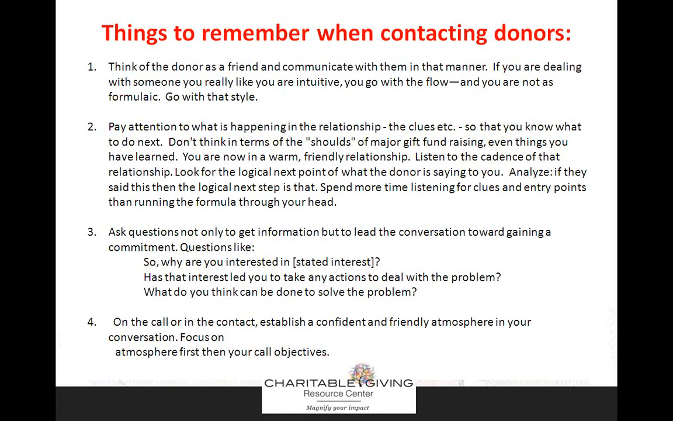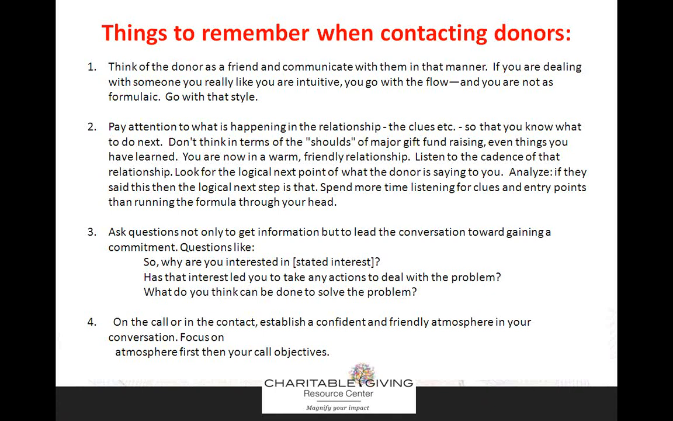Things to remember when contacting your donors. Think of the donor as a friend and communicate with them in that manner. If you're dealing with someone you really like, you're intuitive, go with the flow. If you're not as familiar, that's a spell check, go with that style. If you have the gut feel that maybe the way you started the contact, they paused, maybe you've been too familiar with them and they don't feel like you're at that point in the relationship yet. Pay attention to what is happening in that relationship. There's going to be clues so that you know what to do next.